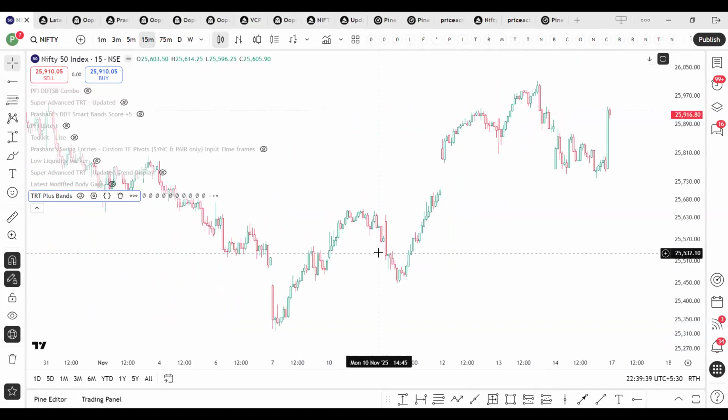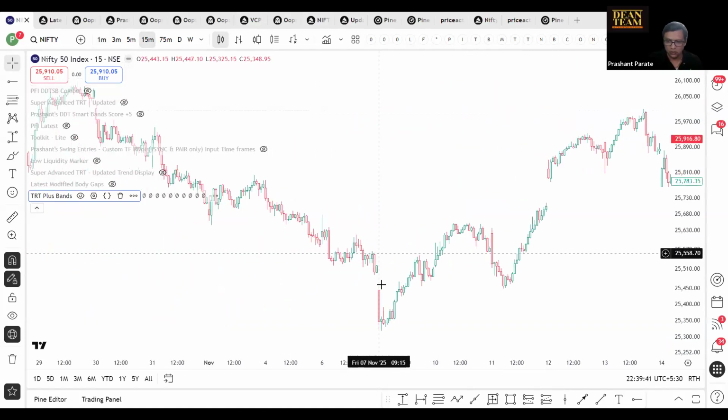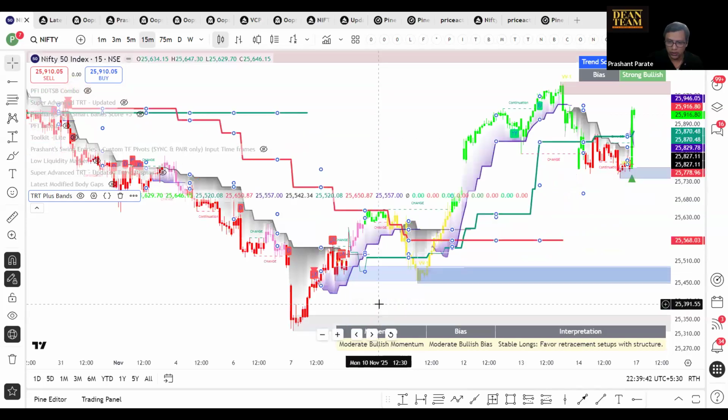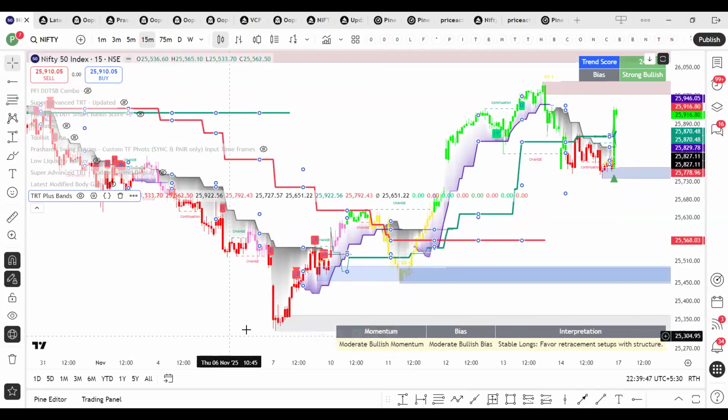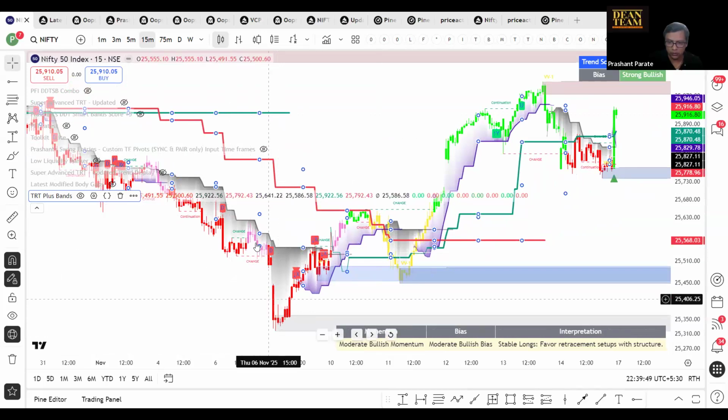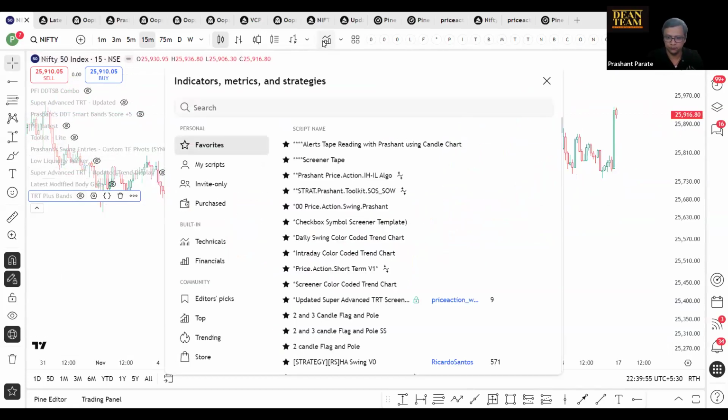If the bias, the momentum and PFI are not favoring, we won't take the trade if TRT is red. So suppose this is a fall and price has come to some buying area from the past. There may be some buying area here, but the trend is down. I will not buy here, and I will show the reason.